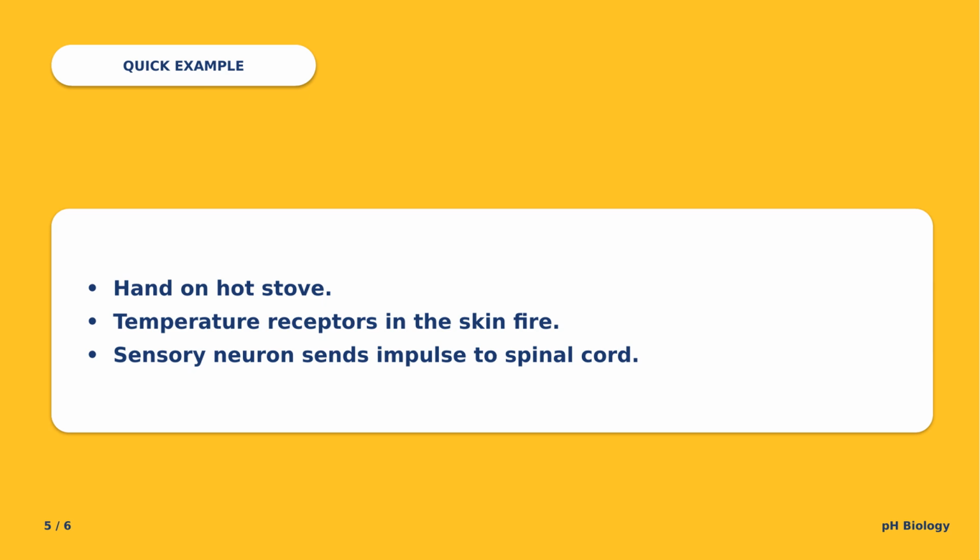Quick example, hand on hot stove. The temperature receptors in the skin fire. Sensory neuron sends impulse to spinal cord. Relay neuron passes it to motor neuron. Motor neuron triggers the arm muscle to contract. Hand pulled away. Total time, about 1/10 of a second. The brain registers the pain a moment later.